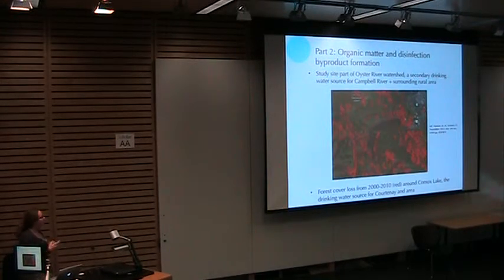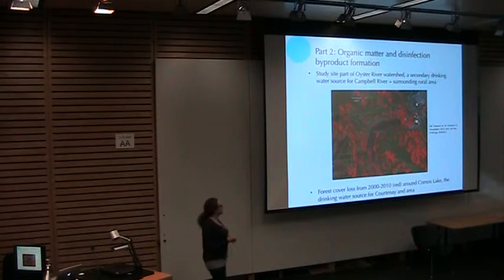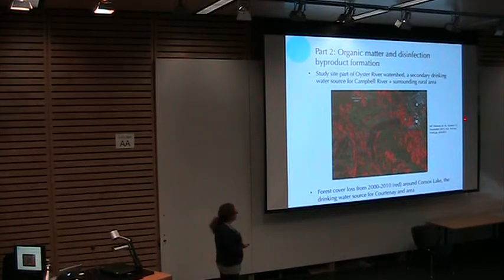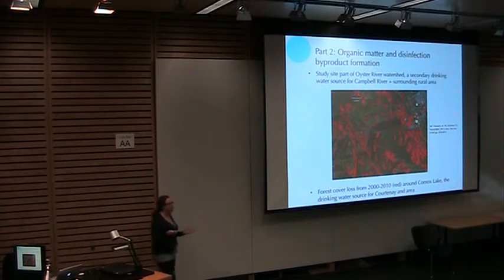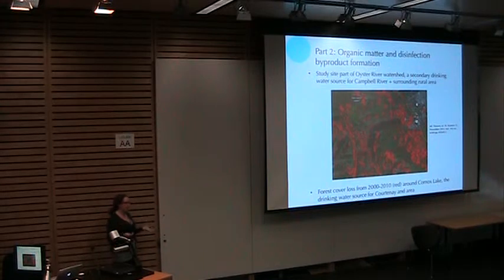And secondly, just to highlight this, this is a satellite image taken from M.C. Hansen et al. What they did is they looked at the change in forest cover from 2000 to 2010, where the red is a loss of forest cover. And this is Comox Lake, which is the drinking water source for Courtenay and surrounding areas. So obviously, drinking water protection is something that a lot of municipalities outside of Vancouver and Victoria struggle with in British Columbia.